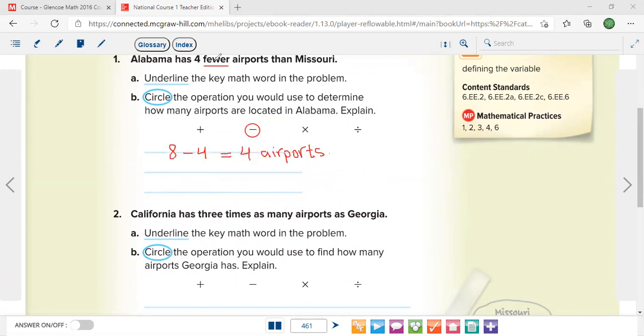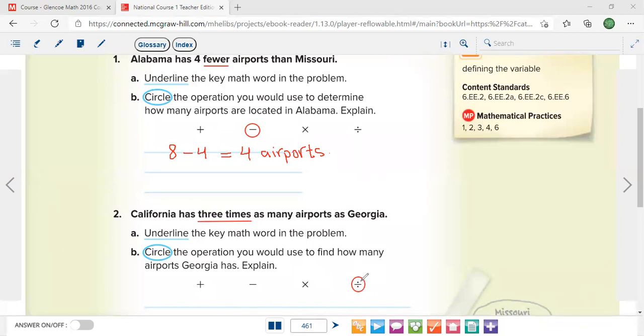So, problem 2, California has 3 times as many airports as Georgia. Underline the key math word in the problem. The key math word in the problem will be 3 times. Now, circle the operation you would use to find how many airports Georgia has. So we will use division.